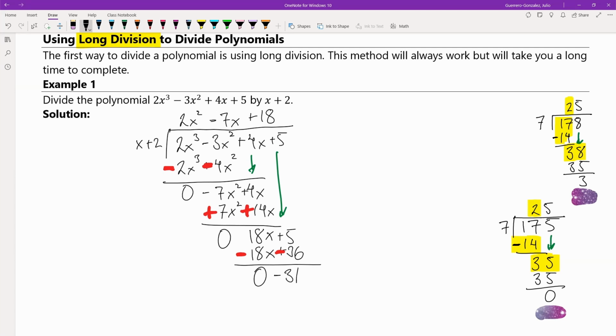Okay. So what the heck did we do? We did this. I'm going to write it down here. 2x cubed minus 3x squared plus 4x plus 5 is equal to, right, the two things that we have to multiply together, these two, right, x plus 2, 2x squared minus 7x plus 18, right, minus 31.